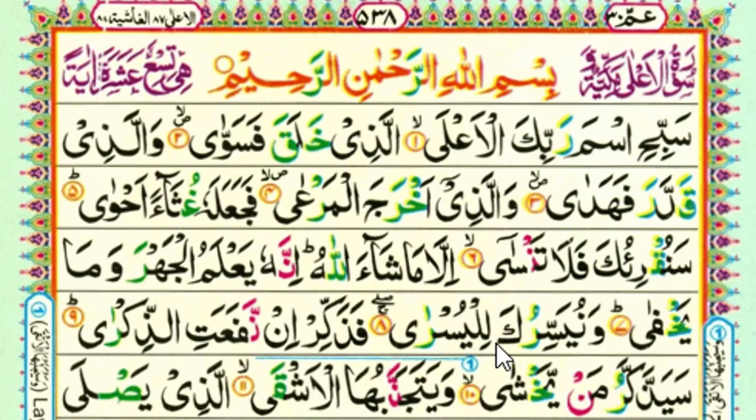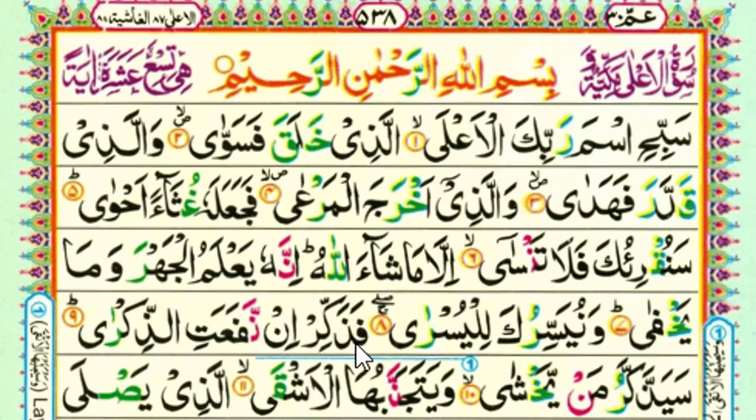Wa nuyassiruka lil yusra. Wa nuyassiruka. On the sin we make a bit strong voice, and ra we read in heavy sound, kaf we read in light sound. Wa nuyassiruka lil yusra. Ra we read in heavy sound due to standing fatha, and on the sin we make hums and sift safir, lil yusra. Wa nuyassiruka lil yusra.